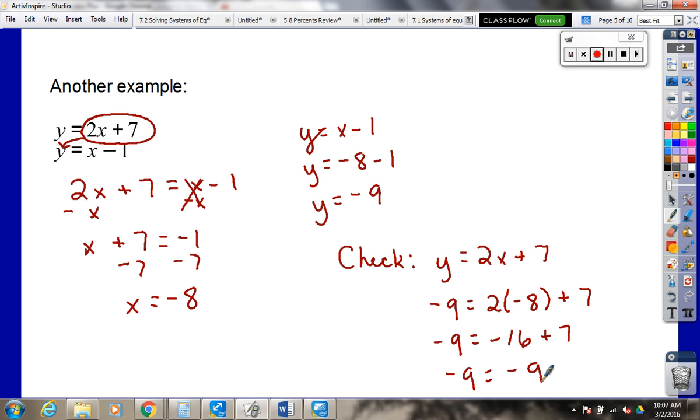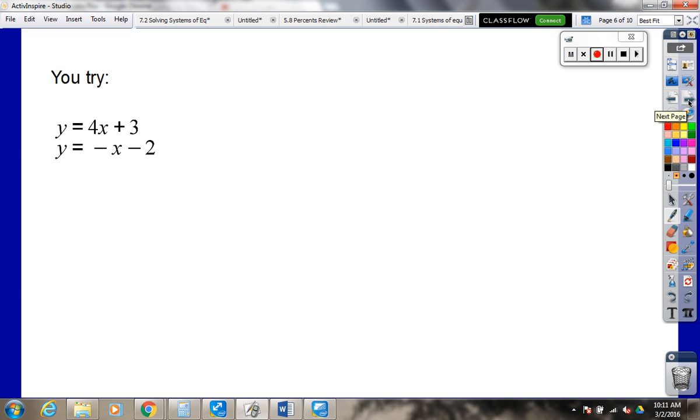Next example is one for you to try. So go ahead and begin doing that. I'll come around and check, and then we'll check back together. Okay, hopefully you've had a chance to try this example. We're going to go over this briefly. Again, both are already solved for y, so we put this in for y: 4x plus 3 equals -x minus 2.